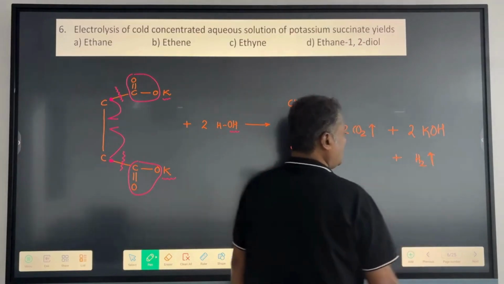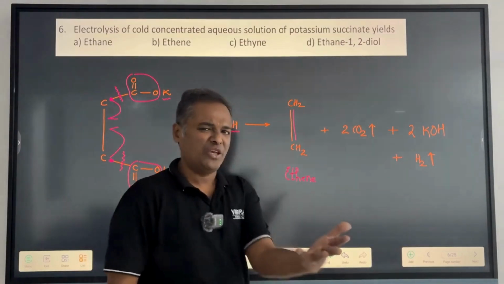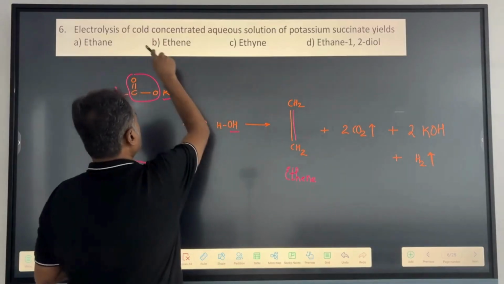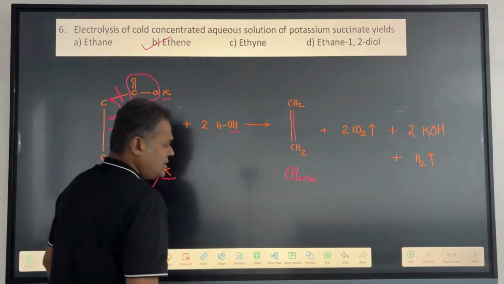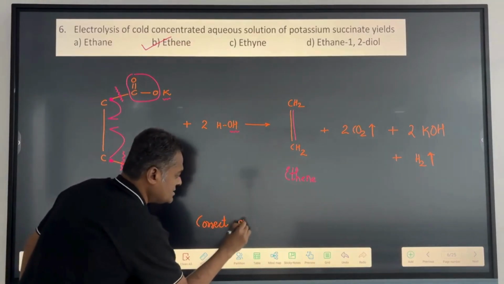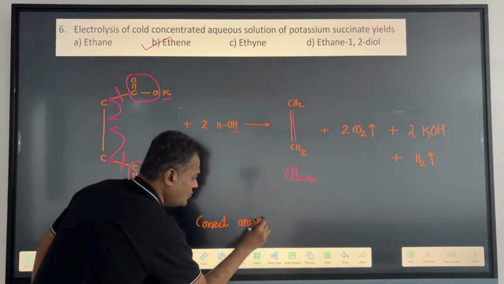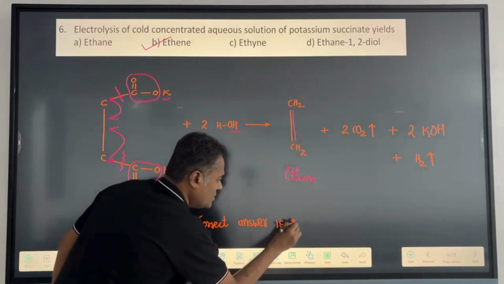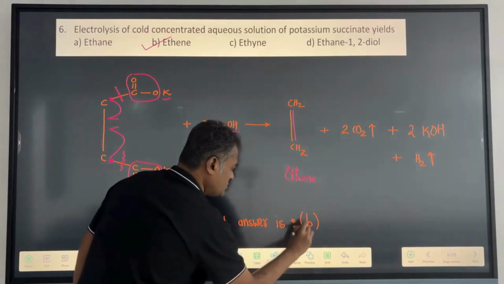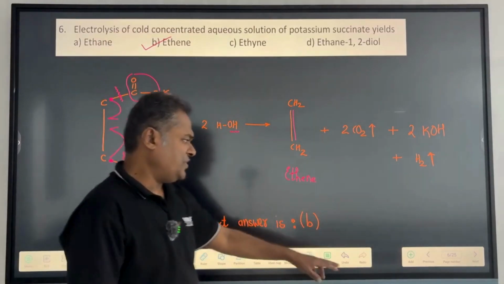So this is the entire balanced chemical reaction, but this is an MCQ where we have already got an answer. Your answer is ethene. So the correct answer for this MCQ is B. Is that clear? Let's proceed with the next question, kids.